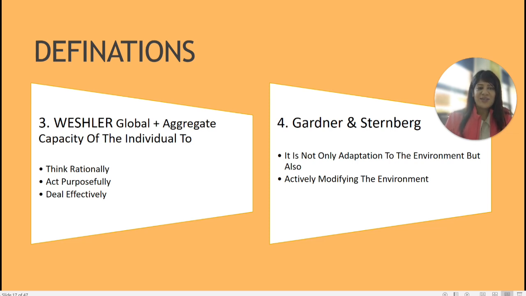Up next, we've got Gardner and Sternberg. These two individuals interestingly said that intelligence is not only about adapting to the environment, but it is also actively shaping and modifying the environment in which you exist. Let's say that you are put in an environment that does not feel very good to you. Would you stay there and survive in that environment happily? No, right? So you always have that choice. You have that ability to get up and shape that environment and modify it a little bit so that it can feel more meaningful and more fruitful for you to grow effectively as well.